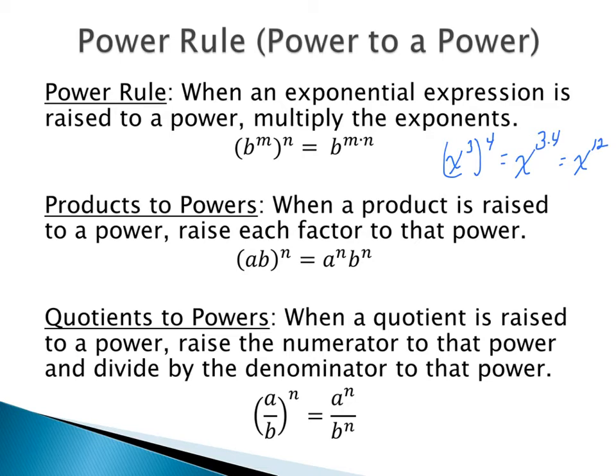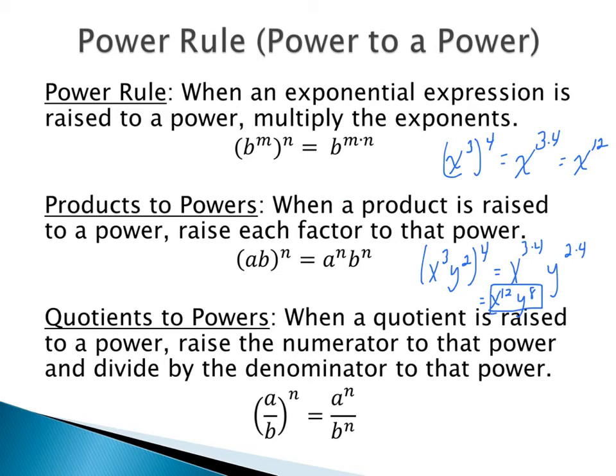If I have a product that is raised to a power, we want to raise each factor to that power. So again, for example, if I have x to the third y squared raised to the fourth power. So inside there's a product, x to the third times y squared, raised to the fourth. I would multiply the 4 by each of the exponents. So I'd have x to the 3 times 4 and then y to the 2 times 4. So that way we would end up with x to the 12th y to the 8th.